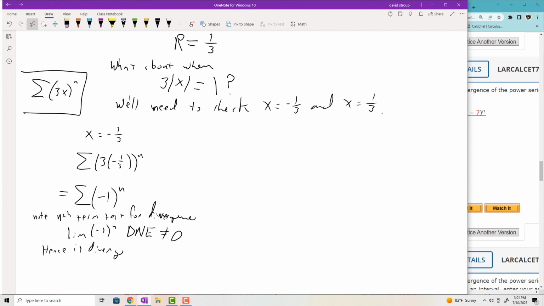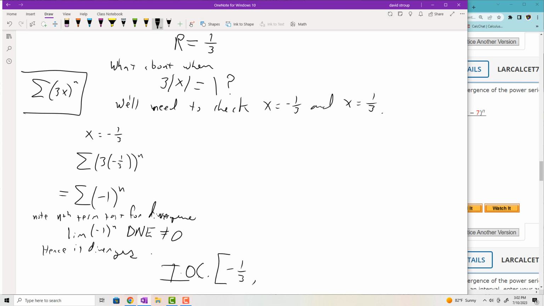So at that endpoint, it's divergent. And when you go to write out your interval of convergence, when it's divergent, you'll put an open parenthesis, so you're not including that point in your interval of absolute convergence. If it was convergent, you would put a closed bracket on it like that, on the side that's convergent. So if we found that negative 1/3 was convergent, we would have put a bracket there, like that.